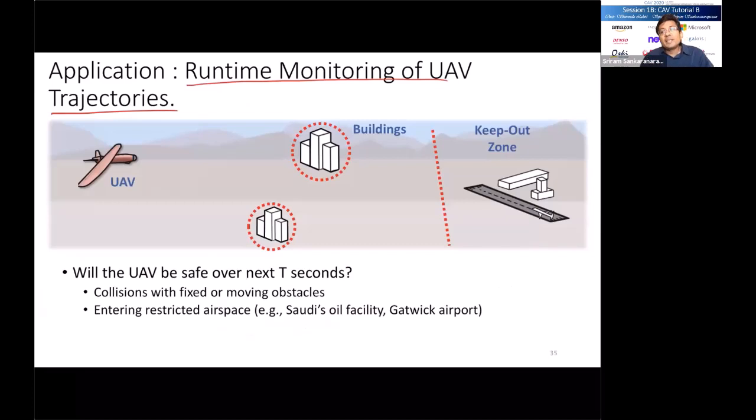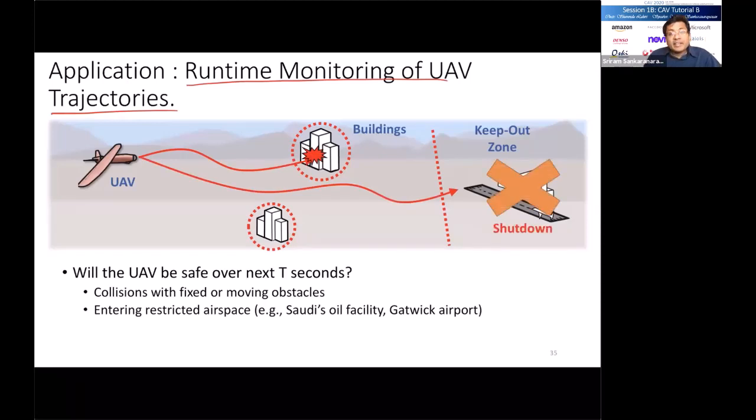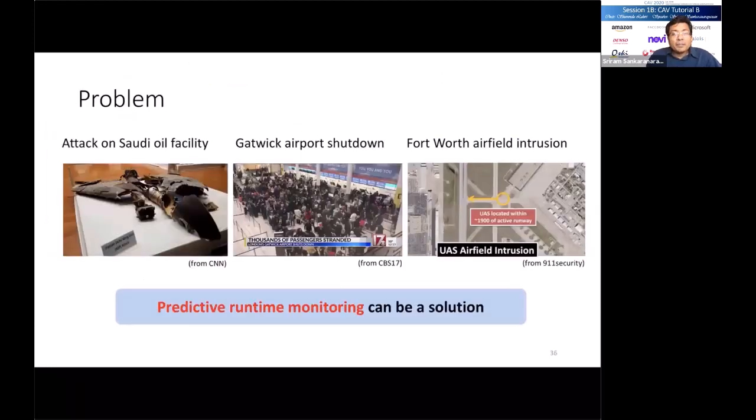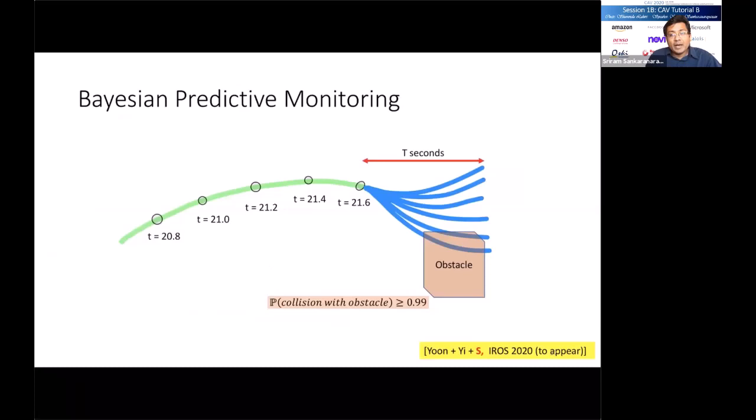I will skip through a lot of this, just explain that we were interested in using probabilistic programming in real time to figure out where a UAV could be over the next capital T seconds. And this is an important problem because UAV intrusions have become part of the news.